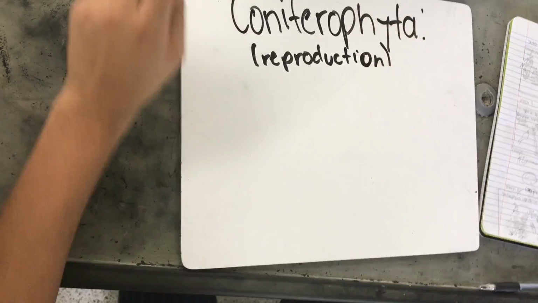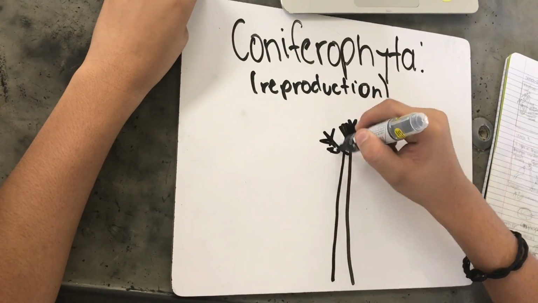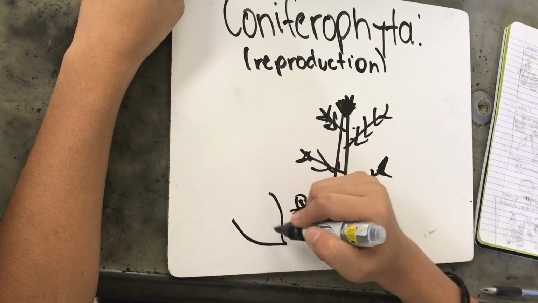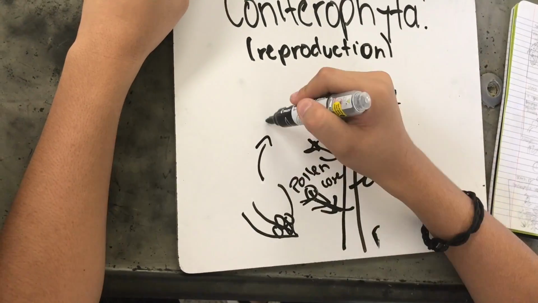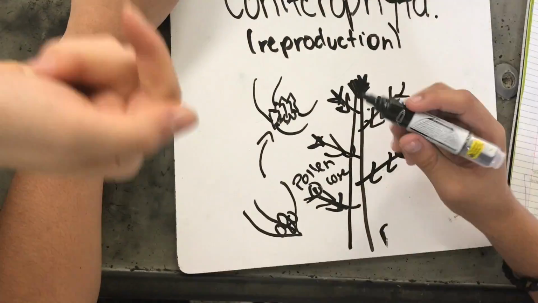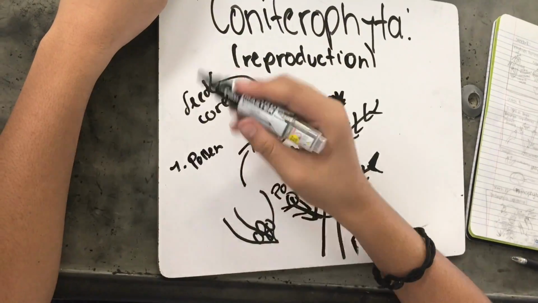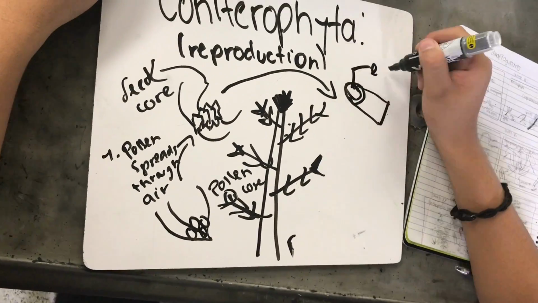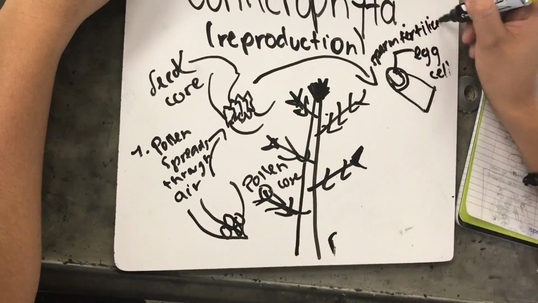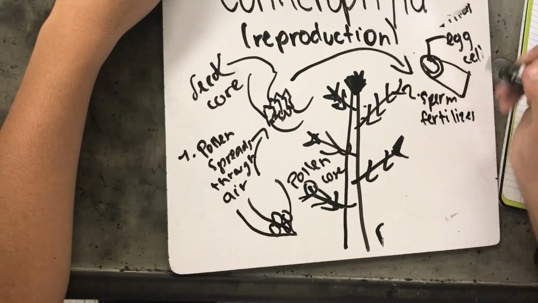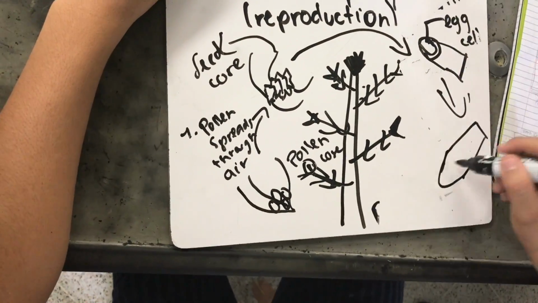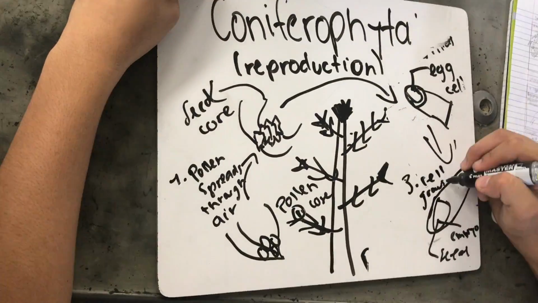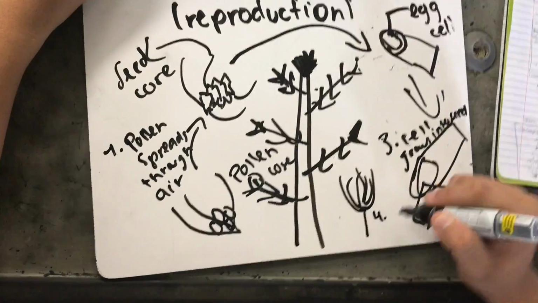Coniferophyta. This drawing represents its reproduction. First, the pollen spreads through the air. Second, sperm fertilizes the egg cell. Third, the egg cell grows into a seed. Fourth, the seed grows into a new plant. They also produce seeds found in cones on the branches. Most have needle-like leaves to reduce water loss, have vascular tissue, do not produce flowers, and reproduce with seeds inside cones. Some examples are shrubs, trees, pine trees, fir, and cedar conifers. Conifers are wind-pollinated plants.